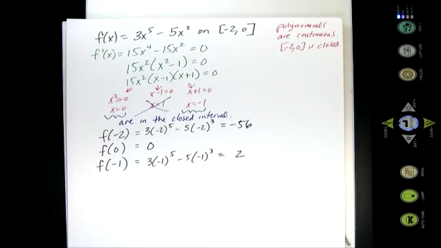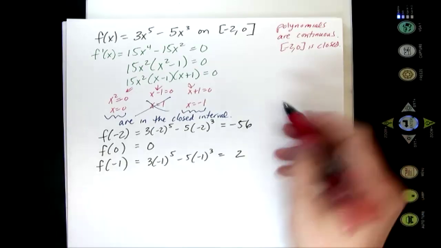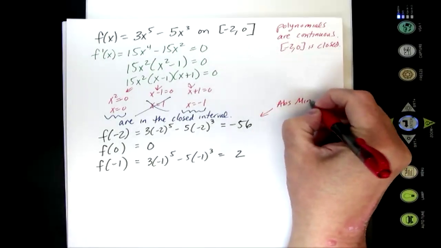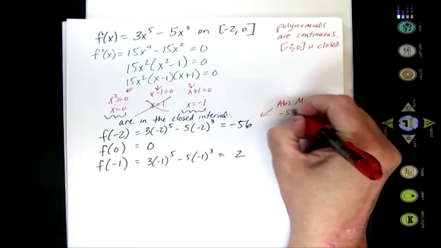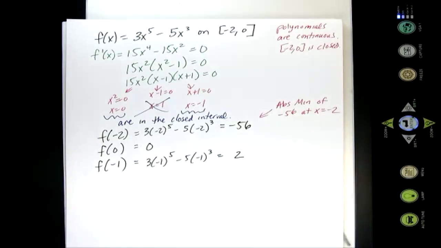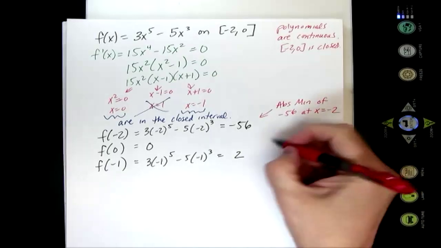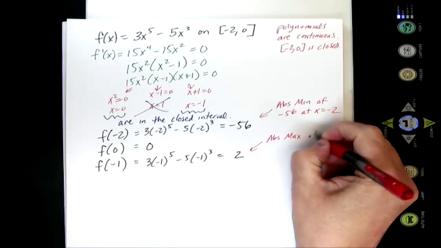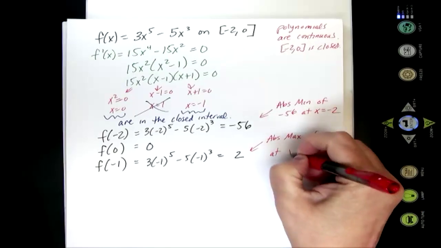So which one has the lowest value? -56, so we have an absolute min of -56 at x equals -2. And what's the largest value? 2. We have an absolute max of 2 at x equals -1.